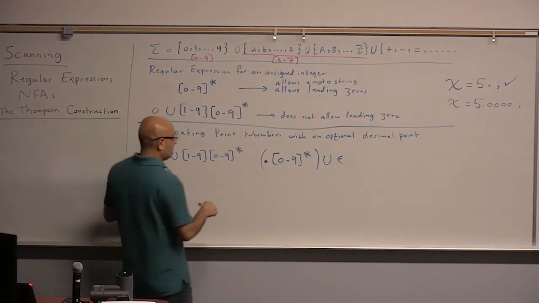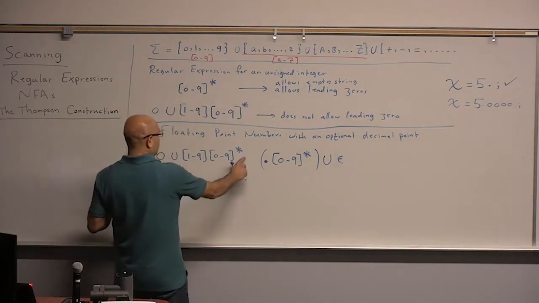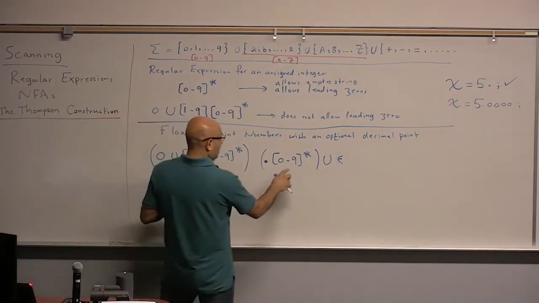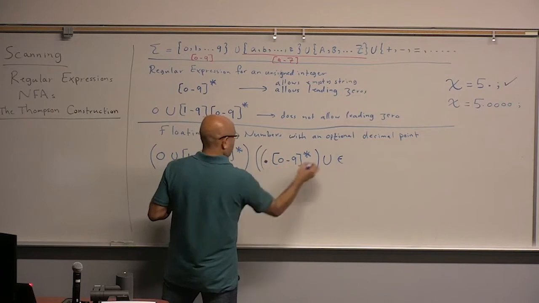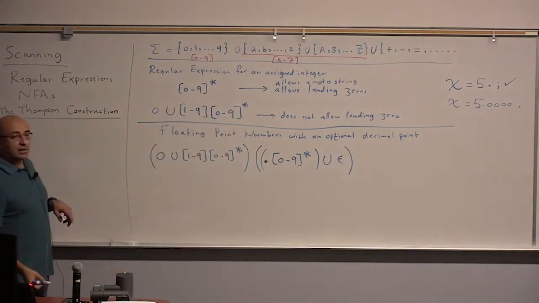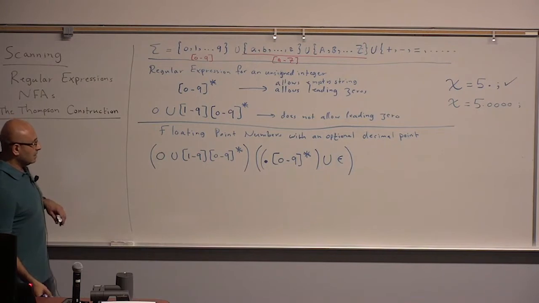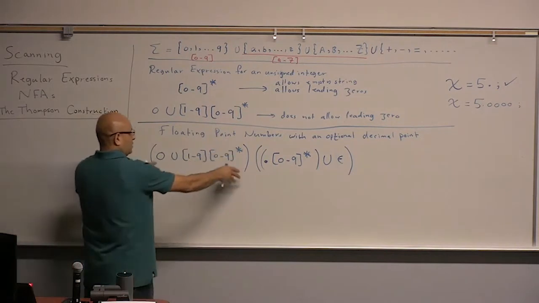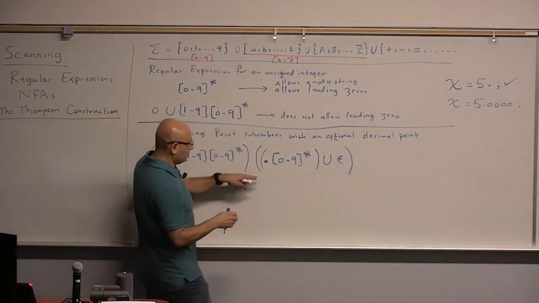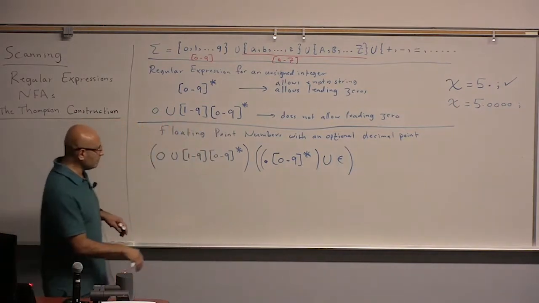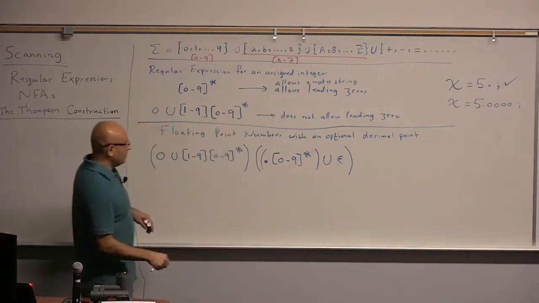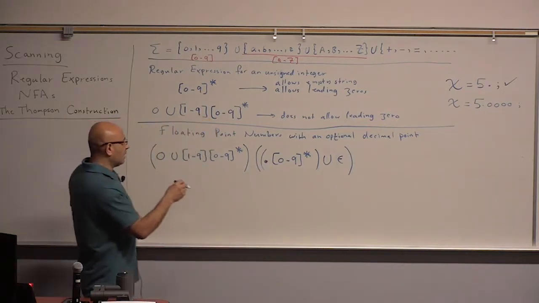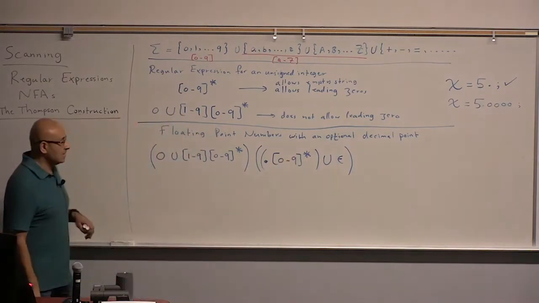So in this case, we're trying to say that this is what we have, and this is concatenated with this or this, right? So we're saying that this whole thing, so this is the integer part, this is concatenated with the decimal point, and whatever comes after the decimal point is optional.